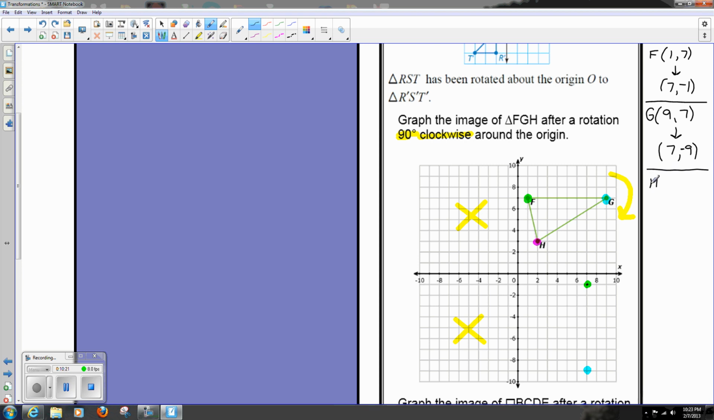So point H currently is located at 2, 3. And we've seen from our other two points that the x and the y values are going to trade places, and that the y value is going to be negative. So we can put point H at 3, -2. And that looks like we've formed a triangle that looks congruent to this triangle. So let's go ahead and connect the lines. Remember to use your straight edge and your pencil.